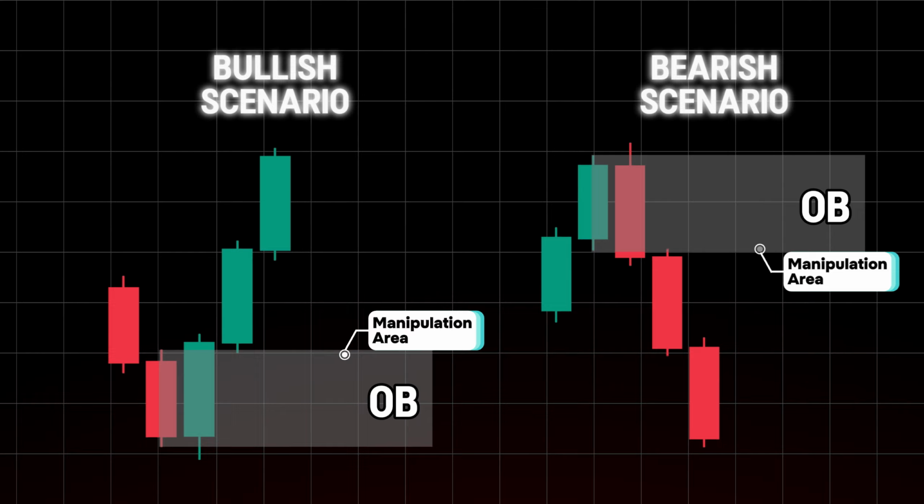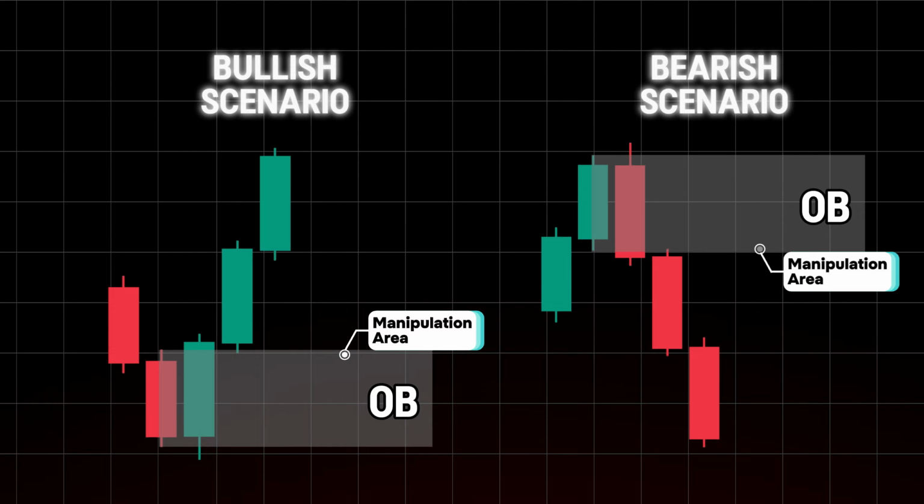Let's dive into the details of order blocks. In a bullish scenario, an order block corresponds to the last bearish candle before a strong upside move, leading to a bullish break of structure. Similarly, in a bearish scenario, an order block refers to the last bullish candle before a sharp downward movement that results in a valid break of structure. These zones are crucial as they represent areas of institutional activity where large buy or sell orders have been executed.